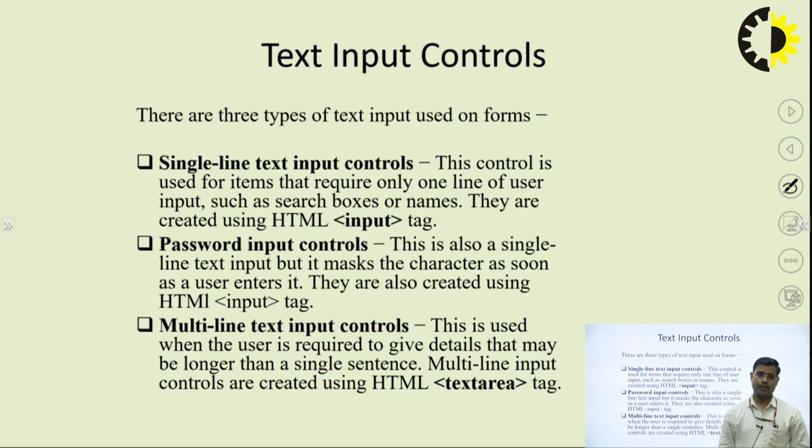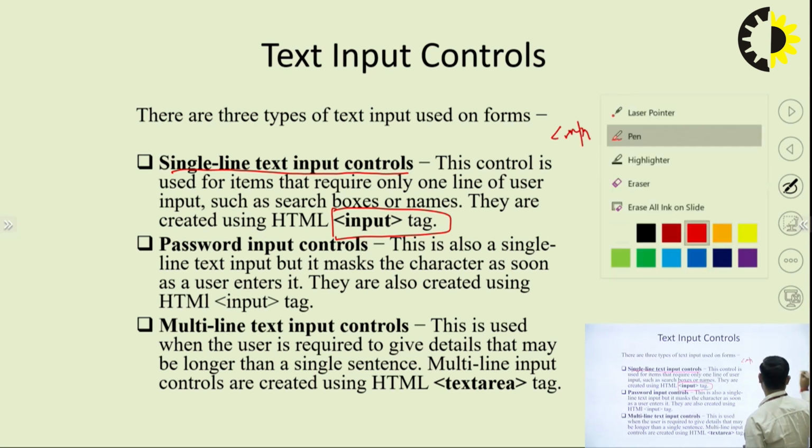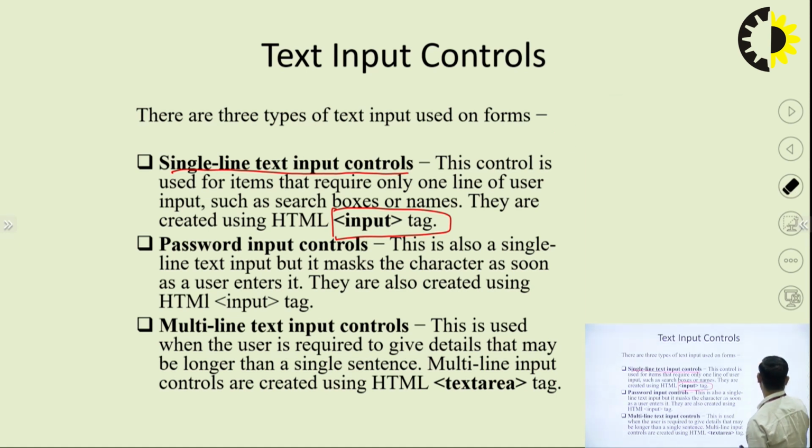First one is the text input control. There are three types of text input used on a form. First one is the single line text input control. That means if you want to enter details from the user in a single line, you can use the single line text input control using the input tag. Okay, so how does this control work? You define it like this.